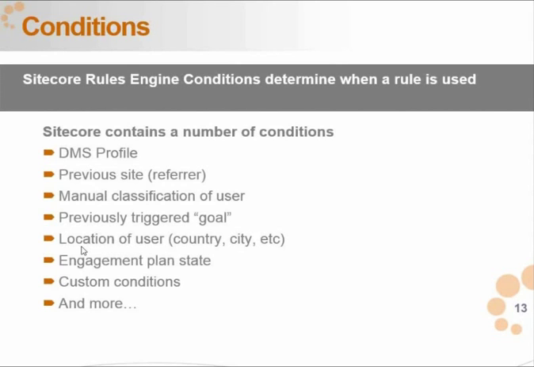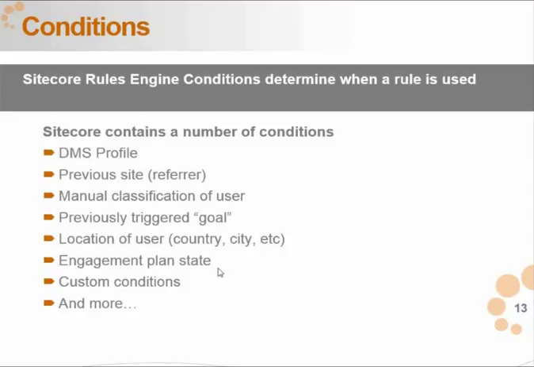The next one will be location of the user. The DMS is already integrated with MaxMind, which is the service to detect the GeoIP and return where you come from, what country you're in, what city you're in.